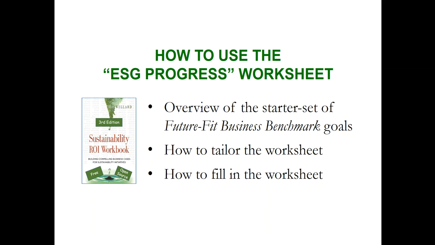The ESG Progress Worksheet in the Sustainability ROI Workbook helps you describe how much your proposed project will help the company reach its related environmental and social goals. It's preloaded with a complete set of possible goals based on the Future Fit Business Benchmark, but we'll show you how you can tailor this worksheet for other sustainability goals that your company may have already set for itself, and we'll show you how to fill it in.